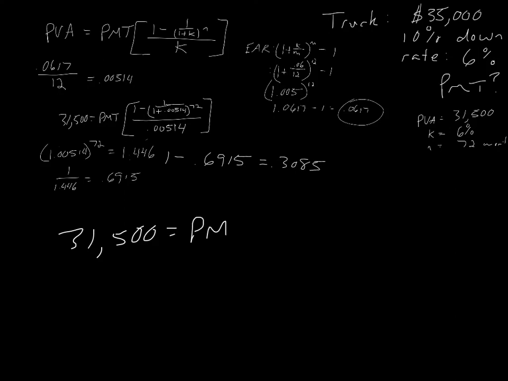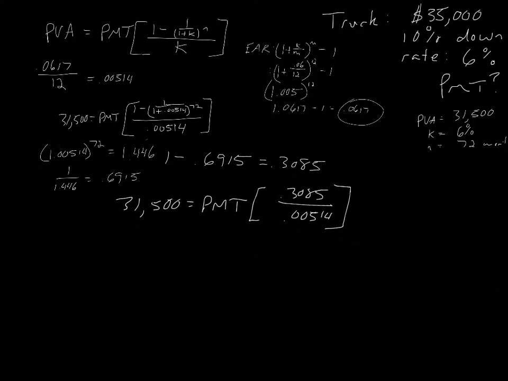Okay, so what we're left with is 31,500 equals payment times 0.3085 divided by 0.00514, and we can go ahead and calculate that. 0.3085 divided by 0.00514 equals, almost on the button, 60.02. So 60.02 equals 31.5.